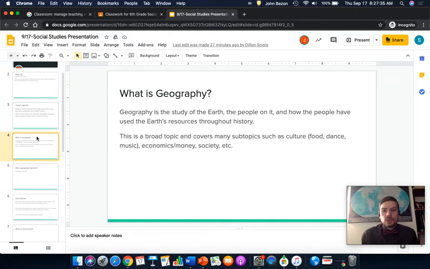So what is geography? Geography is the study of the earth, the people on it, and how people have used the earth's resources throughout history. This is a broad topic, and it covers many subtopics such as culture, food, dance, music, economics and money, society, etc. So geography is a big topic. It's the study of the earth, but there's a lot of things on the earth. There's a lot of people on the earth. And so that's just something you need to know. Geography is a big topic. It's really important and still important today.